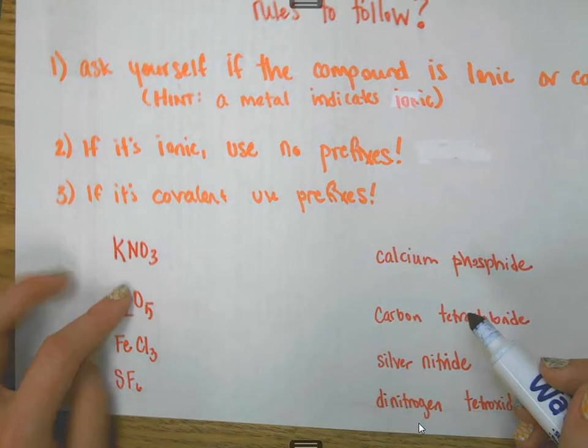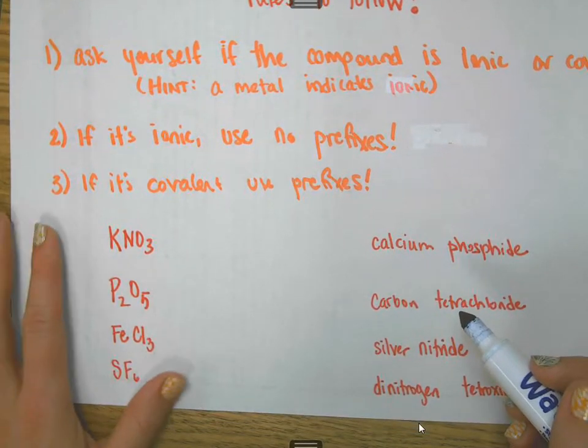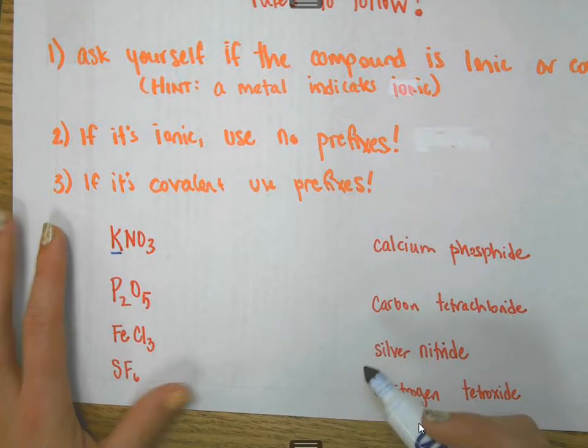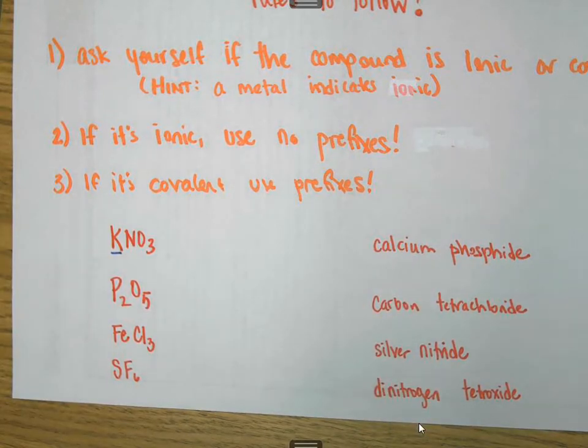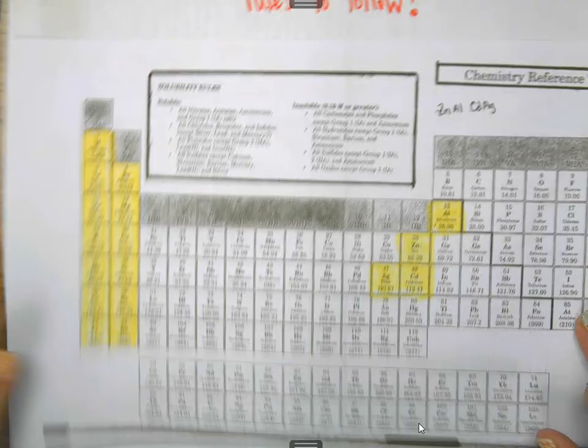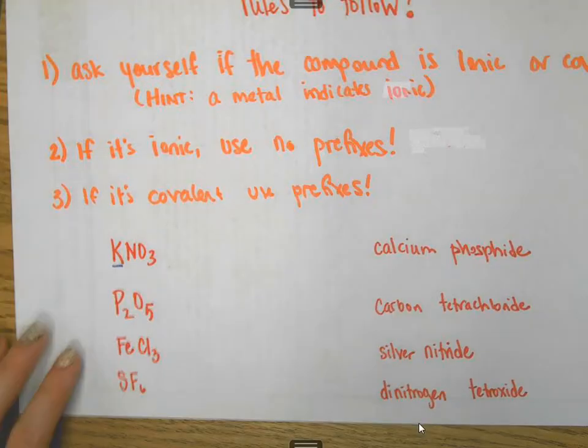So here's the first one. It's KNO3. K is a metal. If you're not sure, then you're going to have to take a periodic table and find K. K is over here. It's to the left of the stair step, which means that it's a metal. That's what you need to do for every single one of them if you don't know.